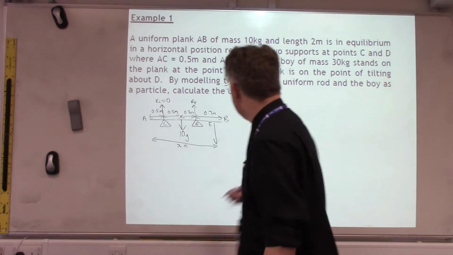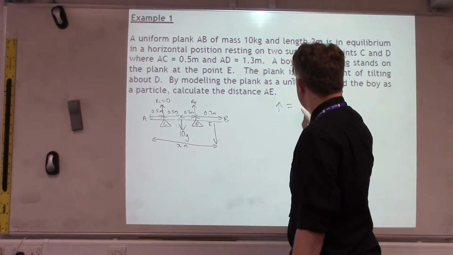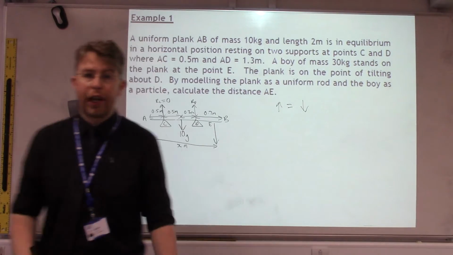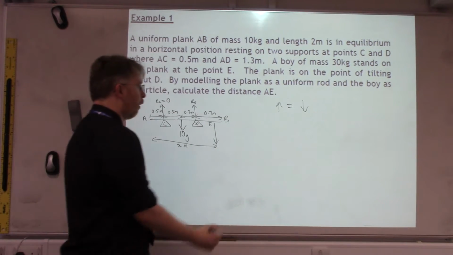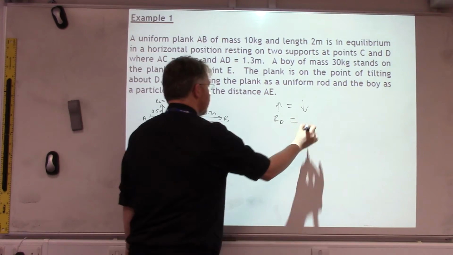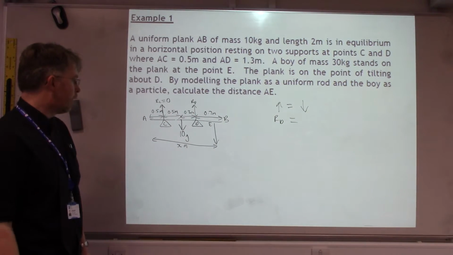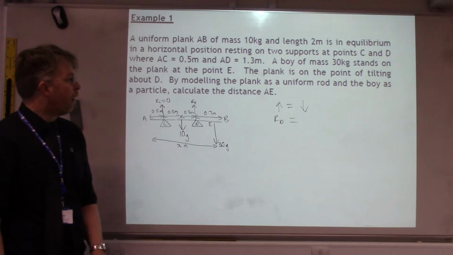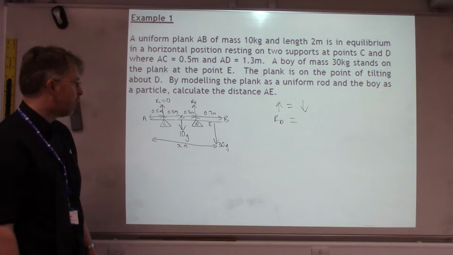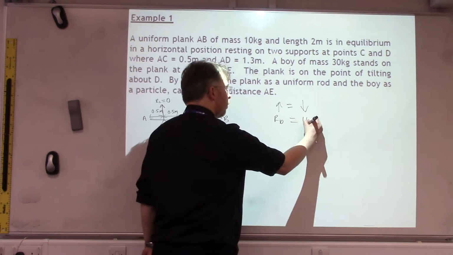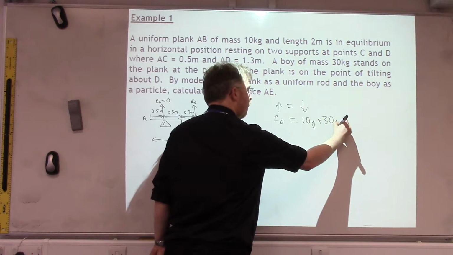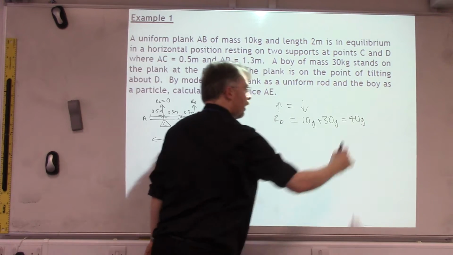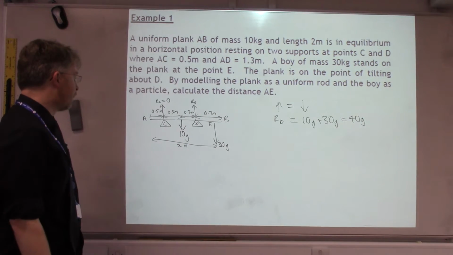Now the only alternative in these sort of questions is to use up equals down to find the missing force. So up is equal to RD, down is equal to 10G plus, and we haven't put the weight of the child there, the weight is, if he's 30 kilograms, 30G. So RD equals 10G plus 30G, which gives us a total of 40G.